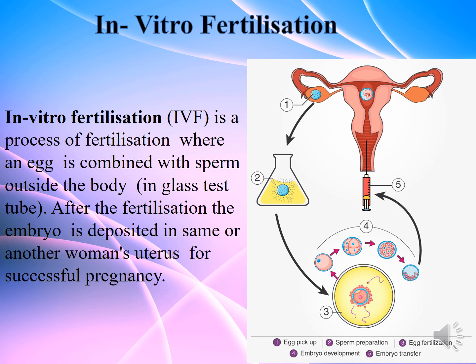After fertilization, the zygote or the fertilized egg starts dividing and it becomes eight-celled. At this stage, the embryo or the multicellular structure is taken out and then introduced into the uterus of the mother. This kind of fertilization, which takes place outside the female body, that is in glass test tube, is called in vitro fertilization.